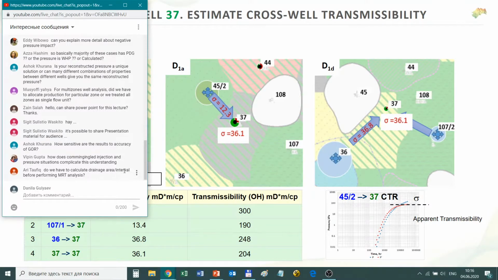Do we have to calculate drainage area before performing MRT analysis? No. We call it static and dynamic drainage area. Both of them are results of MRT. We can calculate the dynamic drainage area, which is limited by the influence of other producers. And we can calculate the potential drainage area, which is limited only by the influence of other offset wells of the second row or the geological boundaries. And this interference-free drainage area is quite interesting for seeing the geological boundaries.